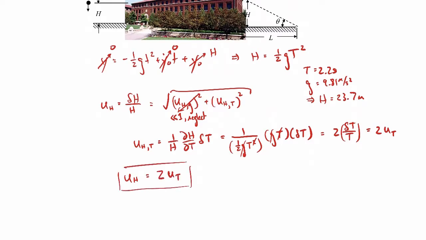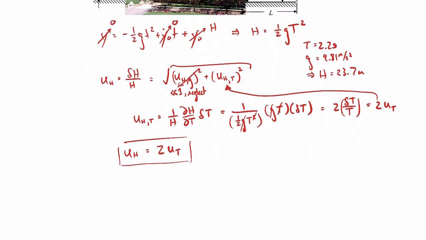And I get that by taking this expression, which was the uncertainty in h due to t, and I just substituted it in right up here. And then since we neglect this one, this is just squared and square rooted. So that's how we end up with that expression.